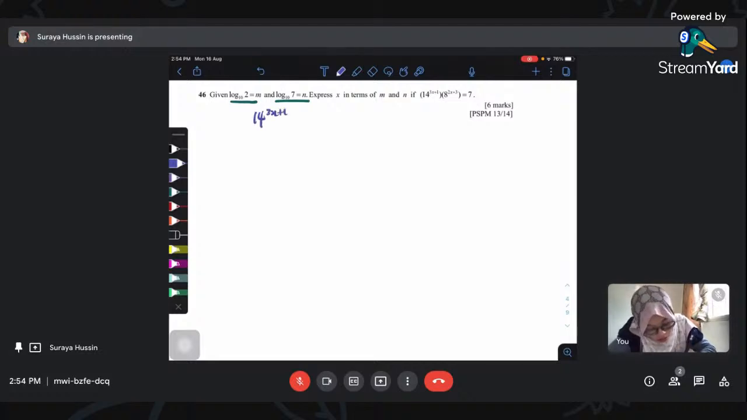Express x in terms of m and n if this thing 14 to the power of 3x plus 1 times 8 to the power of 2x plus 3 is equals to 7. Okay. Ooh, can you tell me, will you get the same base? Soalan ni lah yang paling student vote paling ramai. I think like 60%. 60% of you vote untuk soalan ni, guys. A lot. Quite a lot, yeah.